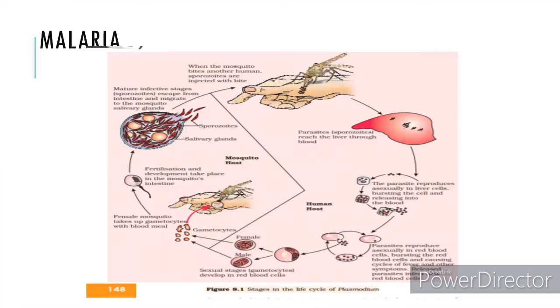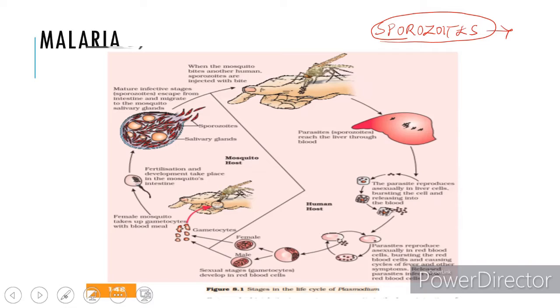Hi everyone, so I'm going to talk about the life cycle of Plasmodium. We need to remember one important term here, which is sporozoites. If an individual has sporozoites in their body, then this individual is infected with something called malaria. So we'll assume here that this individual is a healthy individual and this mosquito is an infected mosquito.